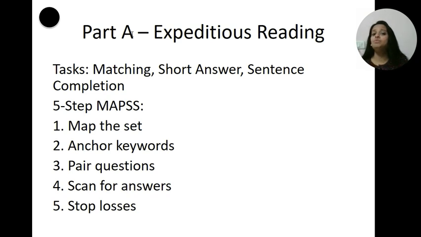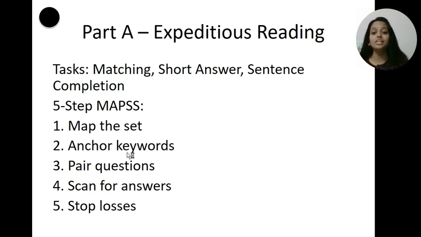Okay, now let's move on to our 5-step MAPSS. The first one is map the set, 60 to 75 seconds. You have to skim titles or headings of texts from A to D. You can just scribble a one-line label. A equal to patient leaflet or B equal to clinical memo, whatever. You just need to skim the titles and try to make a note of it in one line.